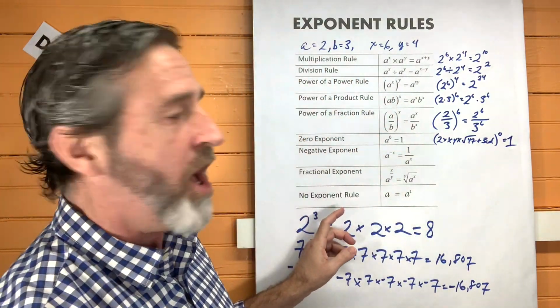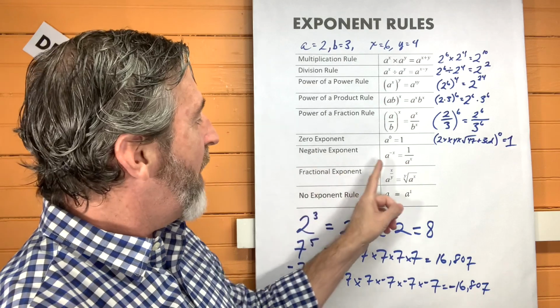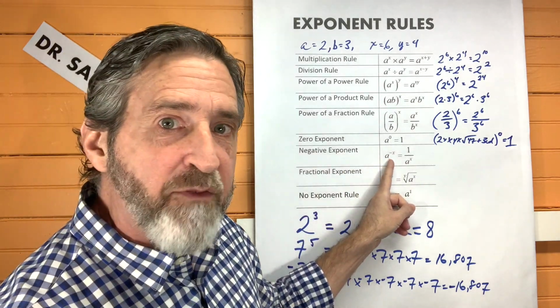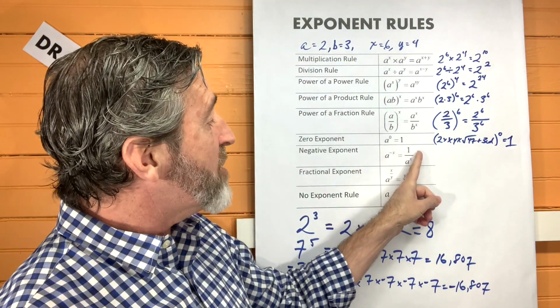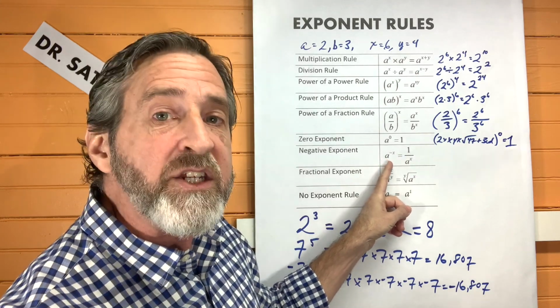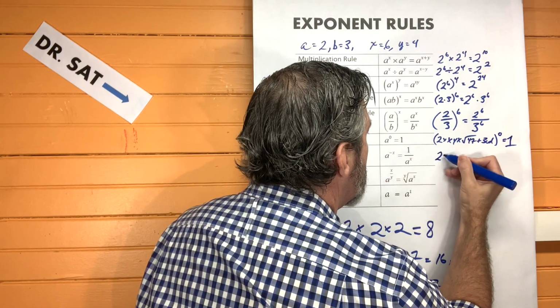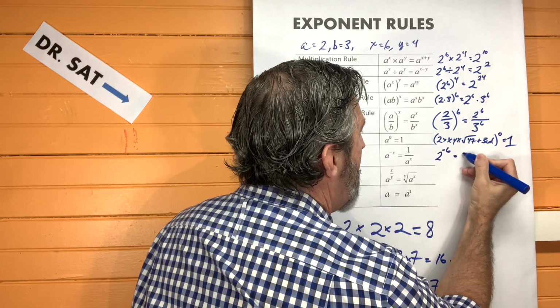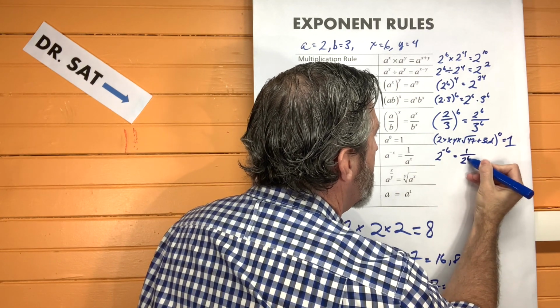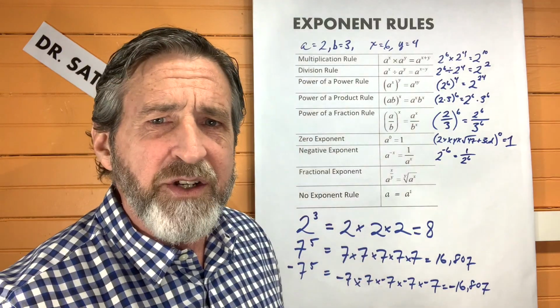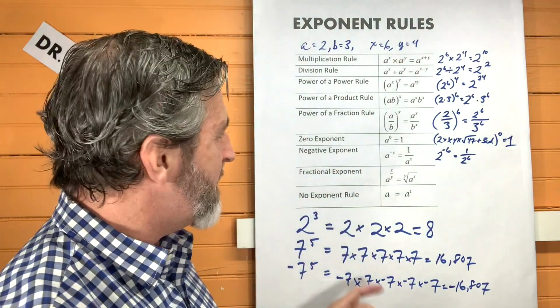Let's keep moving on. Negative exponent rule. Any base raised to a negative exponent is the same as 1 over the same base raised to the positive version of that exponent. For example, 2 raised to the negative 6th power equals 1 over 2 to the 6th power. It's easy to understand. Just commit it to memory. You're going to kill this.